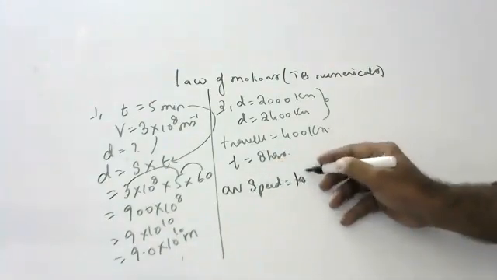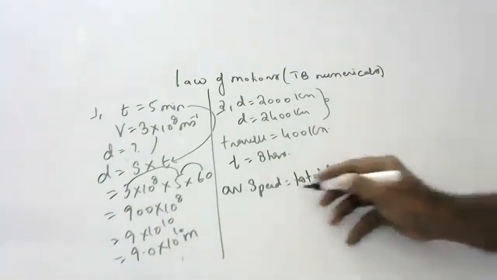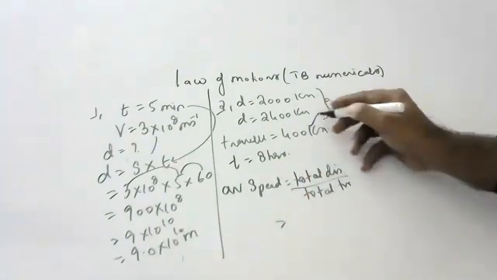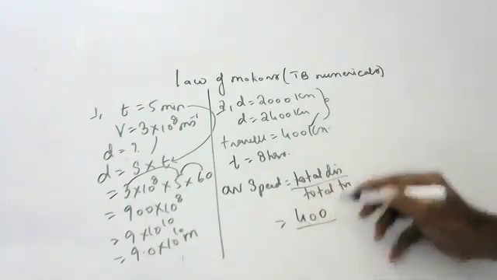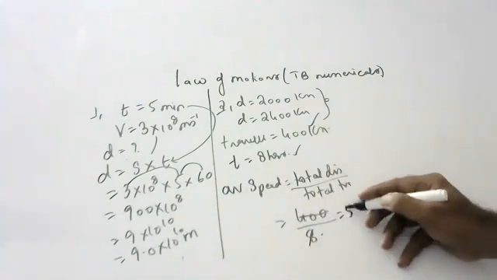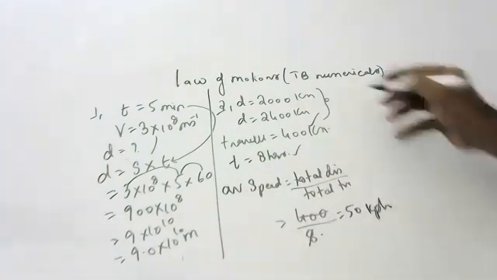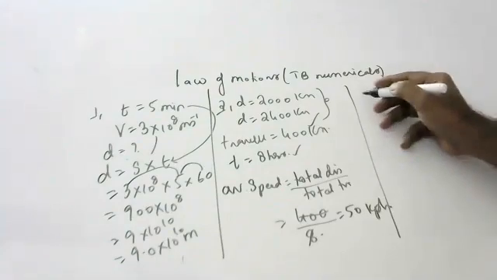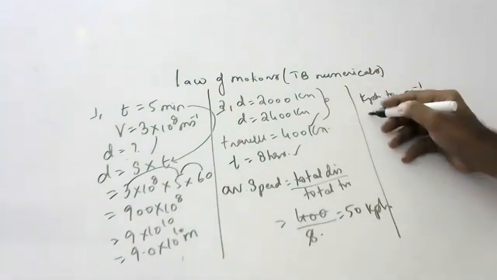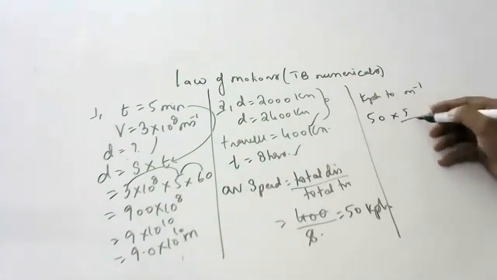Average speed is total distance by total time, children. So what is the total distance, children? 400 kilometers. And what is the total time they have taken? 8 hours. So how much will it be, anyone? 50 kmph. How to convert kmph to meters per second? Into 5 by 18. So 50 into 5 by 18.